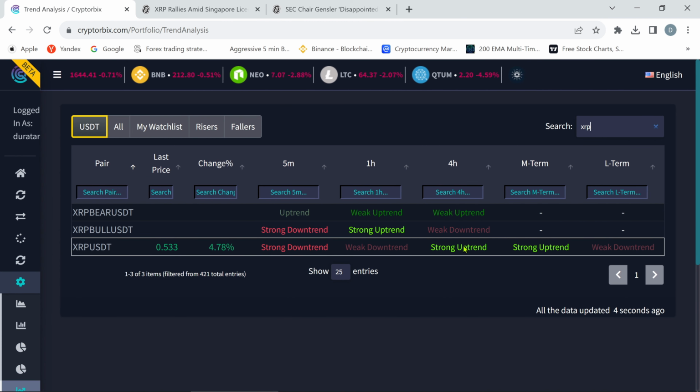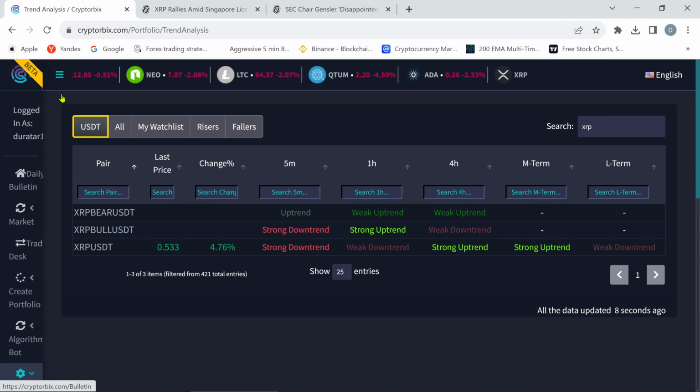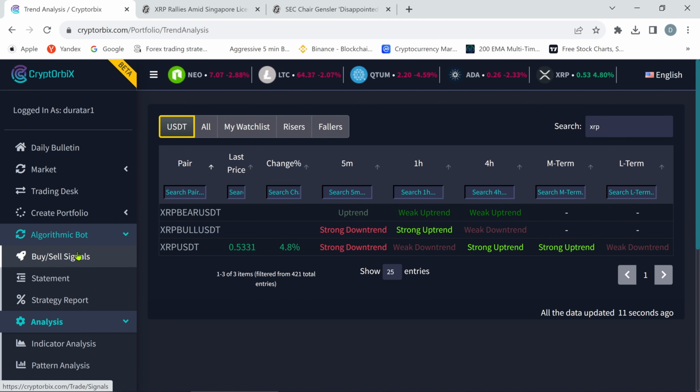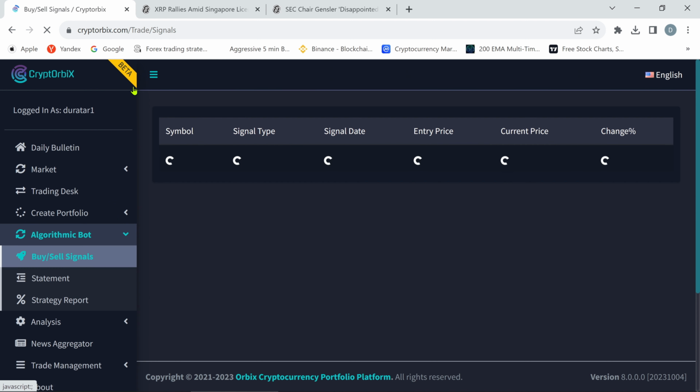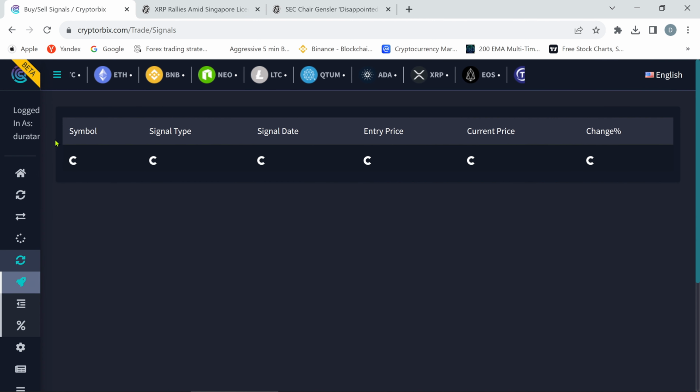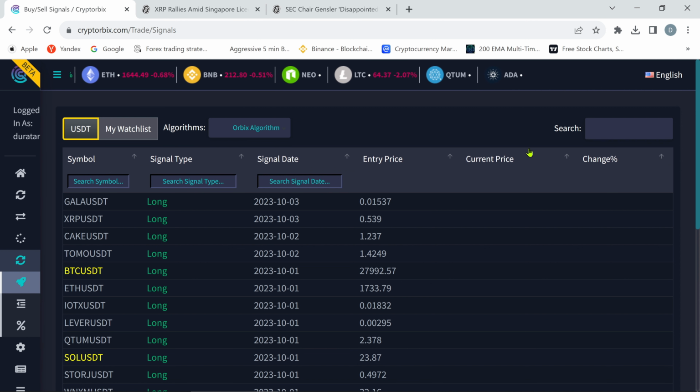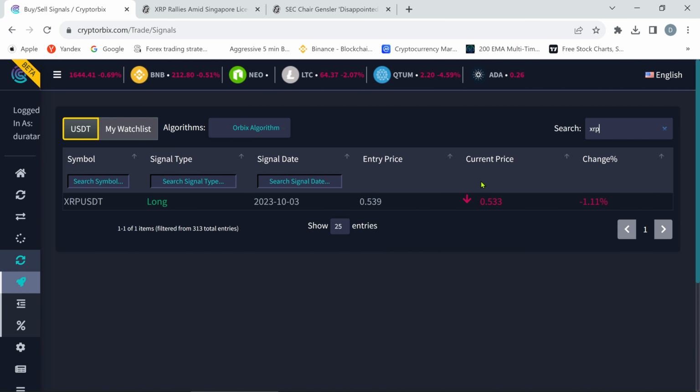Finally, let's check the current status of our algorithmic bots. Do Orbix and Orbis bots have any signals? Orbix has opened a long position, but there is no signal in Orbis yet. With the arrival of the Orbis signal, we can consider opening a new position in Ripple.